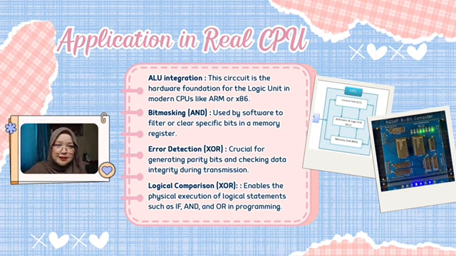Thirdly, error detection. The XOR gate is crucial here. It is used to generate parity bits to check if data has been corrupted during transmission. Lastly, logical comparison. The ALU uses these gates to physically execute programming statements like if and OR that we write in our code. So, without this simple logic unit, a computer cannot make decisions or process complex data.